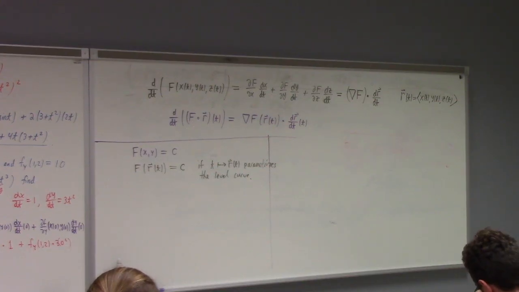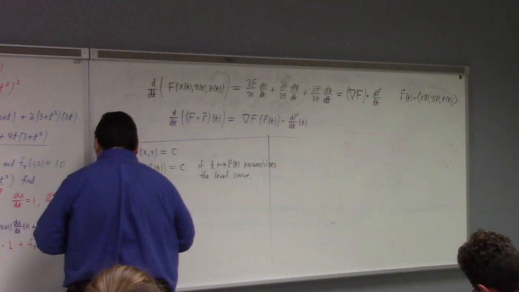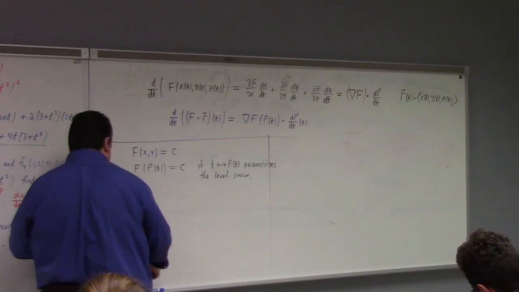Could be f of x, y is x squared plus y squared. If we put x equals cosine t and y equals sine t, it works. Sine squared plus cosine squared is 1, right? Parameterization. Differentiate this now. What do we get? Differentiate this.